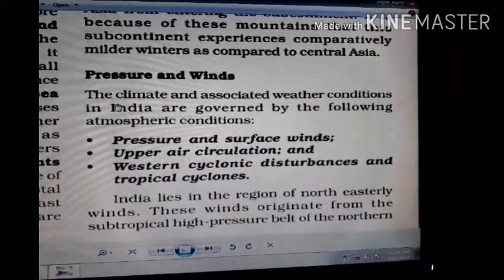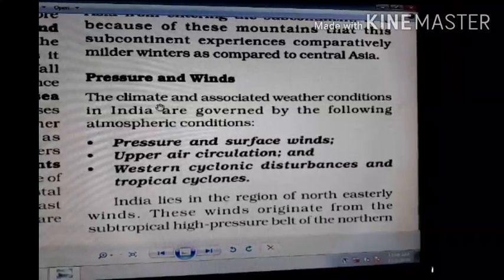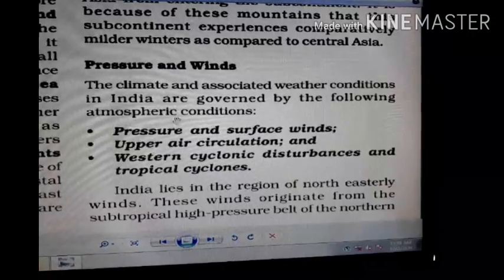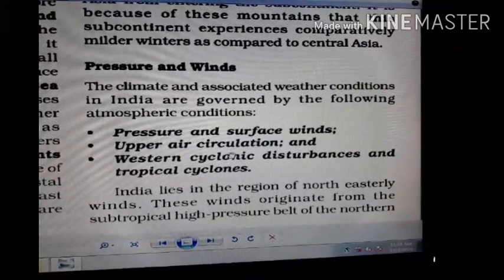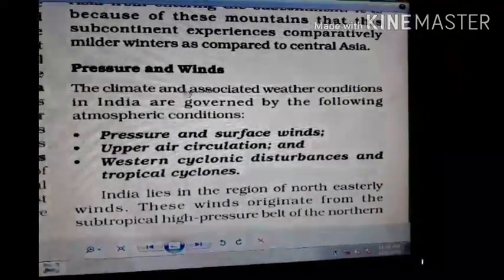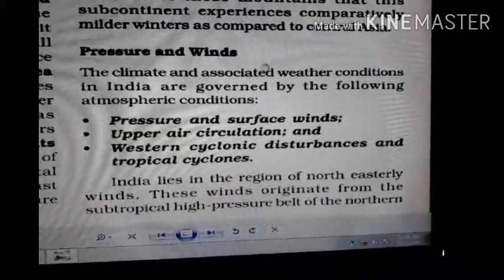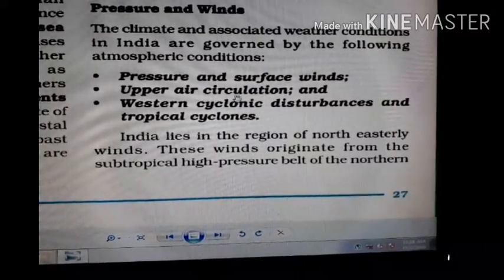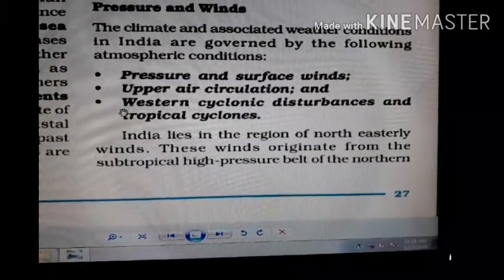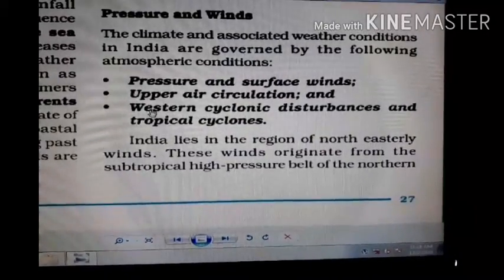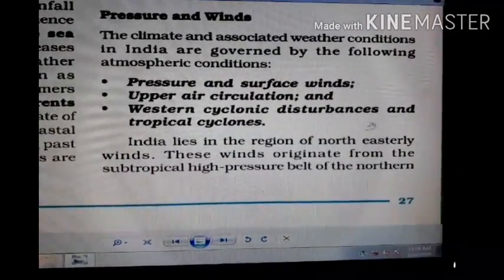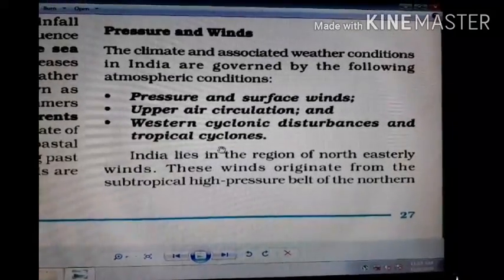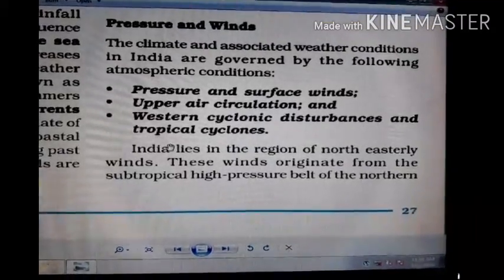Pressure and winds. The climate and associated weather conditions in India are governed by the following atmospheric conditions. On that basis, the Indian climate is governed by pressure as well as winds. First is pressure and surface winds. Second, upper air circulation. And the third one is western cyclonic disturbances and tropical cyclones, the cyclones which occur in the region near the equator, that are called tropical cyclones.